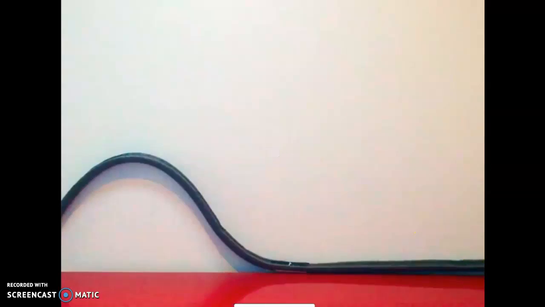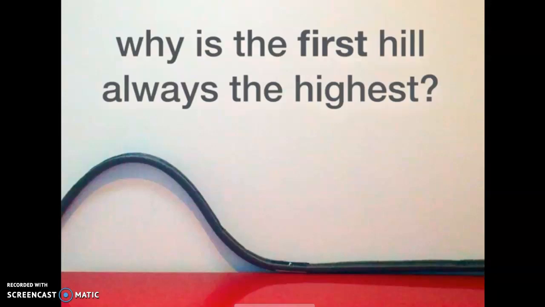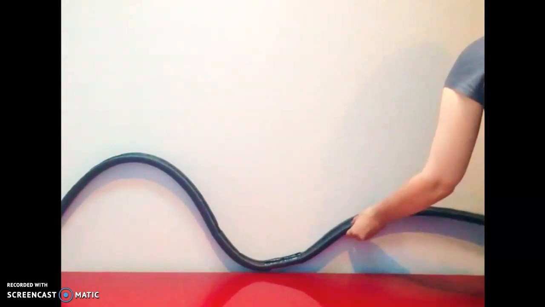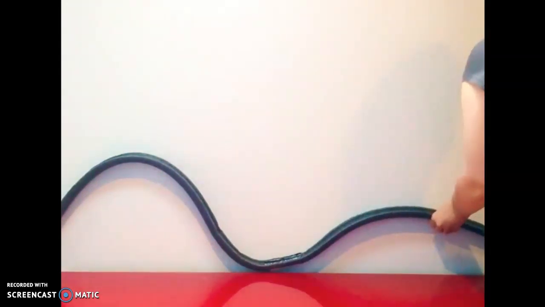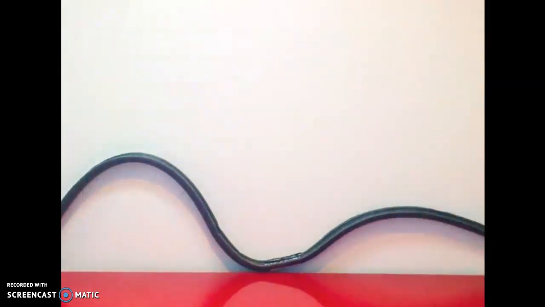Here at Mystery Science Labs, I'm setting up a model roller coaster to figure out, why is the first hill always the highest? Right now, I've only built one hill, the first high hill, so I still need to make the second hill. I'm going to make this hill lower than the first one, just like a real roller coaster. Alright, so let's see what happens when I drop a marble off the first hill. Ooh, it makes it. It made it over that hill. That's not surprising, we knew that would happen, right?